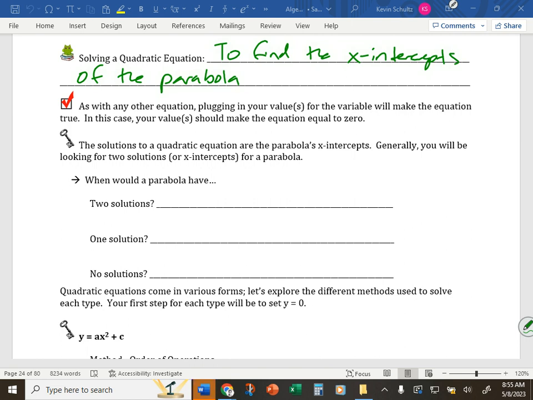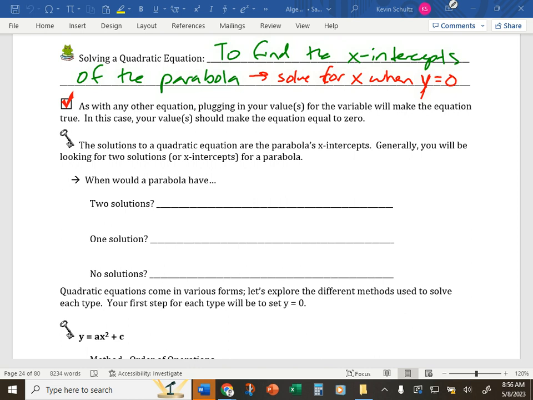Right? And essentially, based on what we know about an x-intercept, what's the value of y on every x-intercept point? Zero, right? If it's on the x-axis, there's no up or down movement, it's going to be zero. So what this means to find the x-intercepts is we want to solve for x when y equals 0. Okay? When we say solving a quadratic equation, it means find the x-intercepts. When we say find the x-intercepts, it means we want to solve for x when y equals 0.